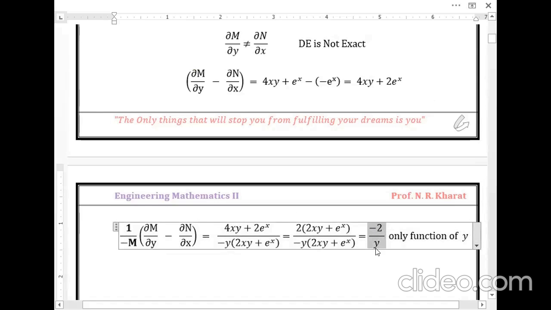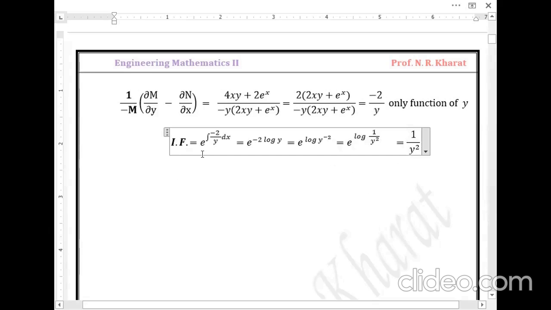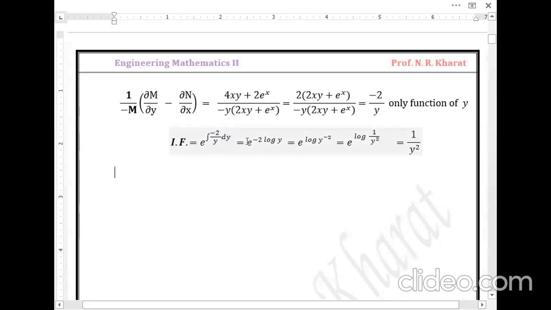Then when we observe this, minus 2 upon y is a function of y only. When we use the shortcut method, the integrating factor becomes 1 upon y². We will see how to find the integrating factor. This is very easy, and we already saw the rules. The integrating factor is e raised to the integration of minus 2 upon y dy. Integration of minus 2 upon y is minus 2 log y. Using the index rule of logarithms, that is log of y^(-2), which can be written as 1 upon y². And we know that e raised to log of a value is nothing but the value itself. So 1 upon y² is my integrating factor.